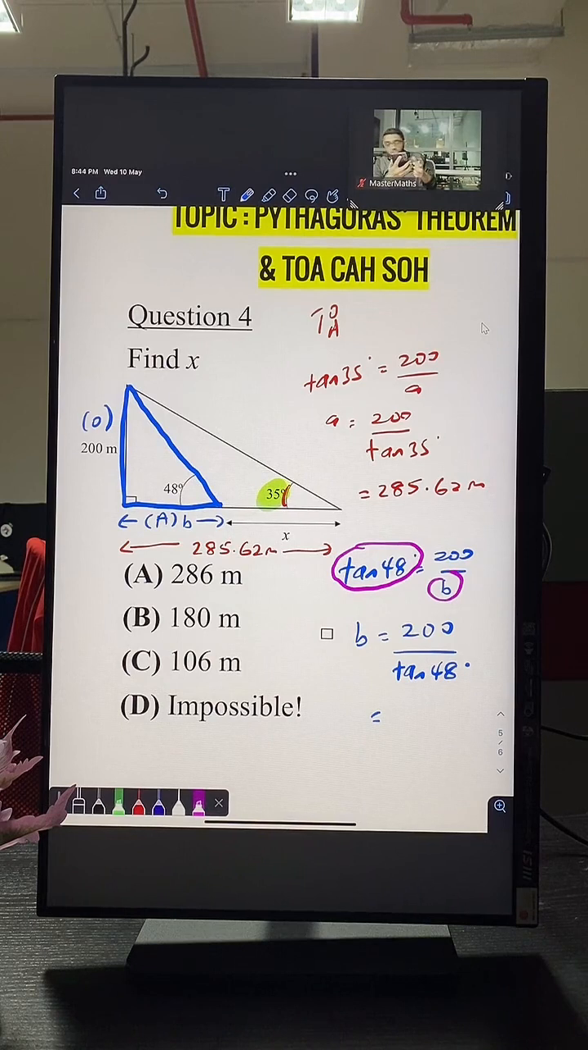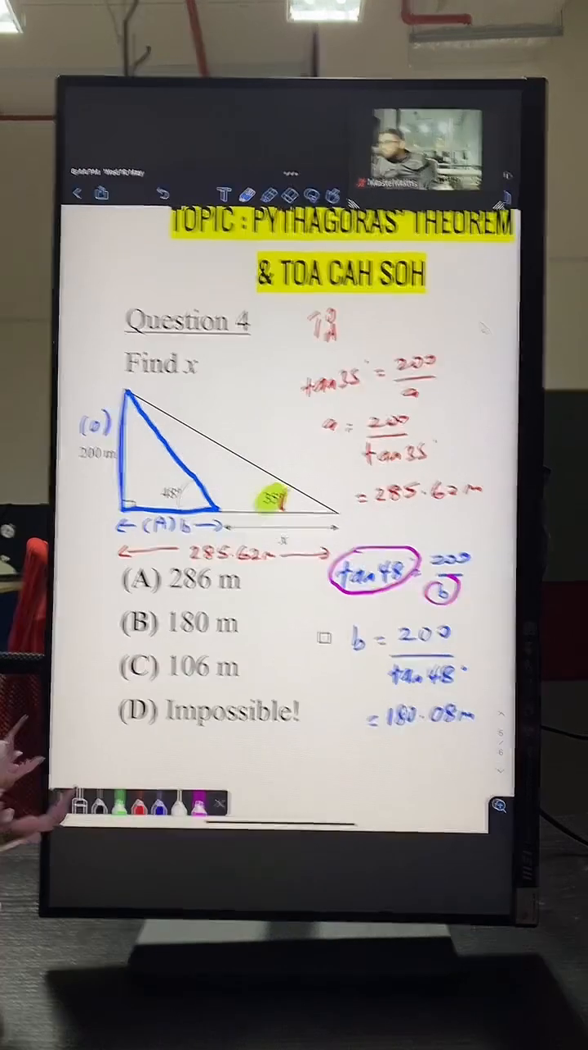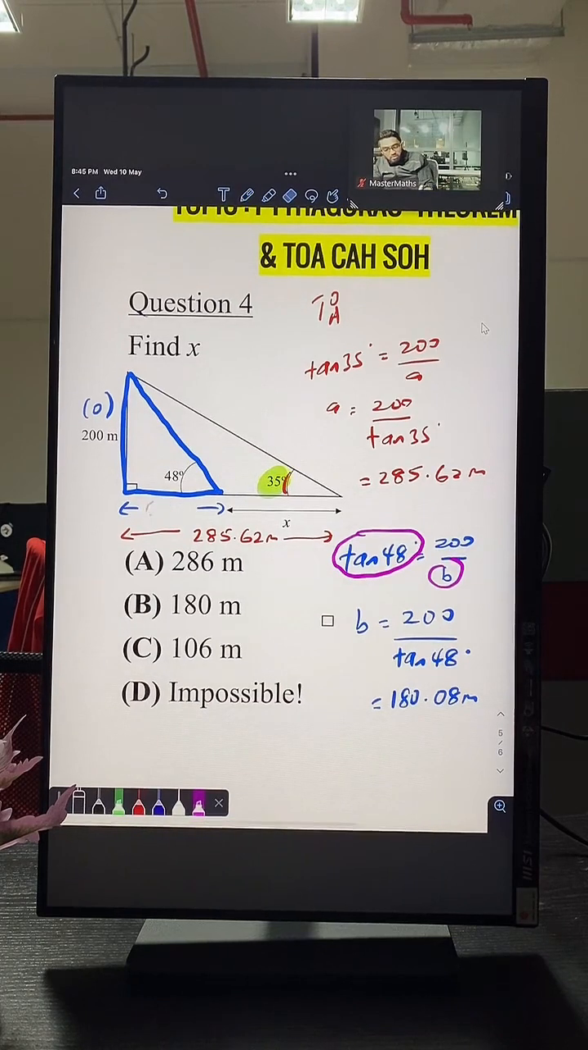Let's go. 180.08080808 all the way until don't know when. Okay, now this B settle. I have this ready, very nice. I have this 180.08. Okay, let me press now.